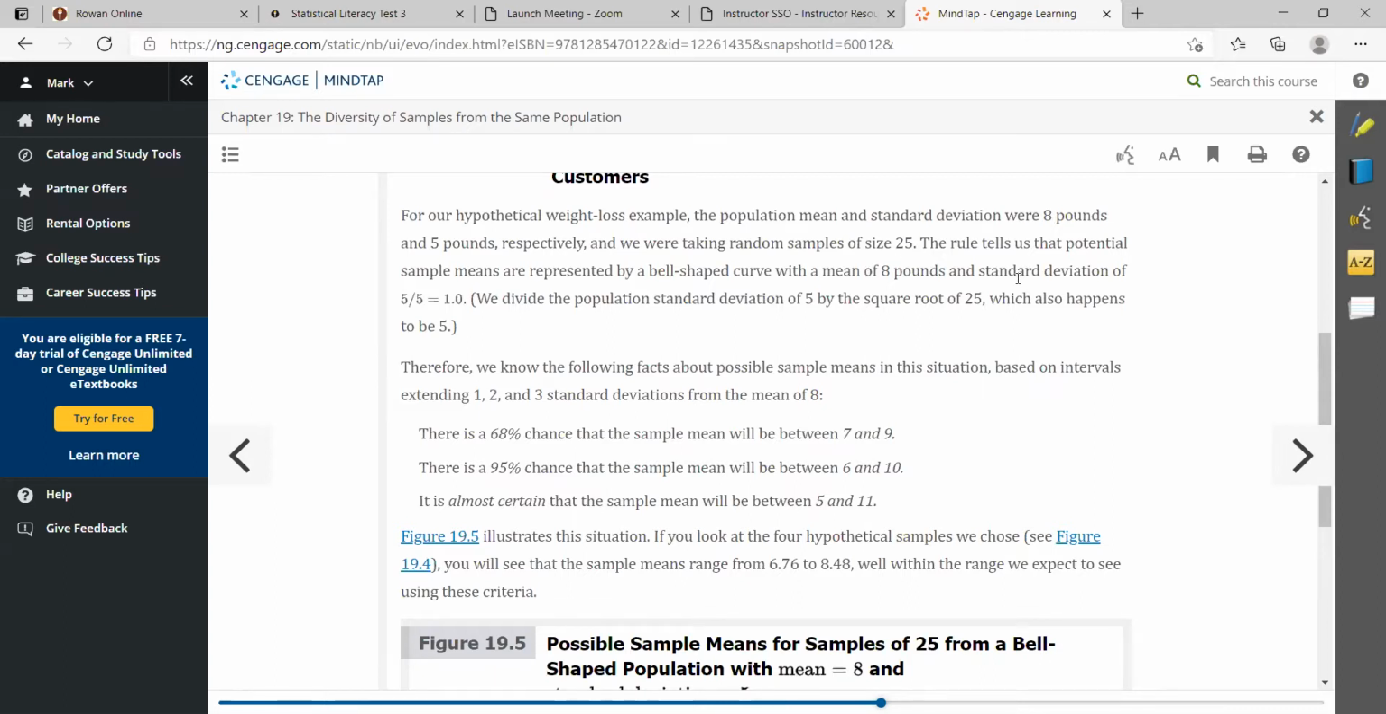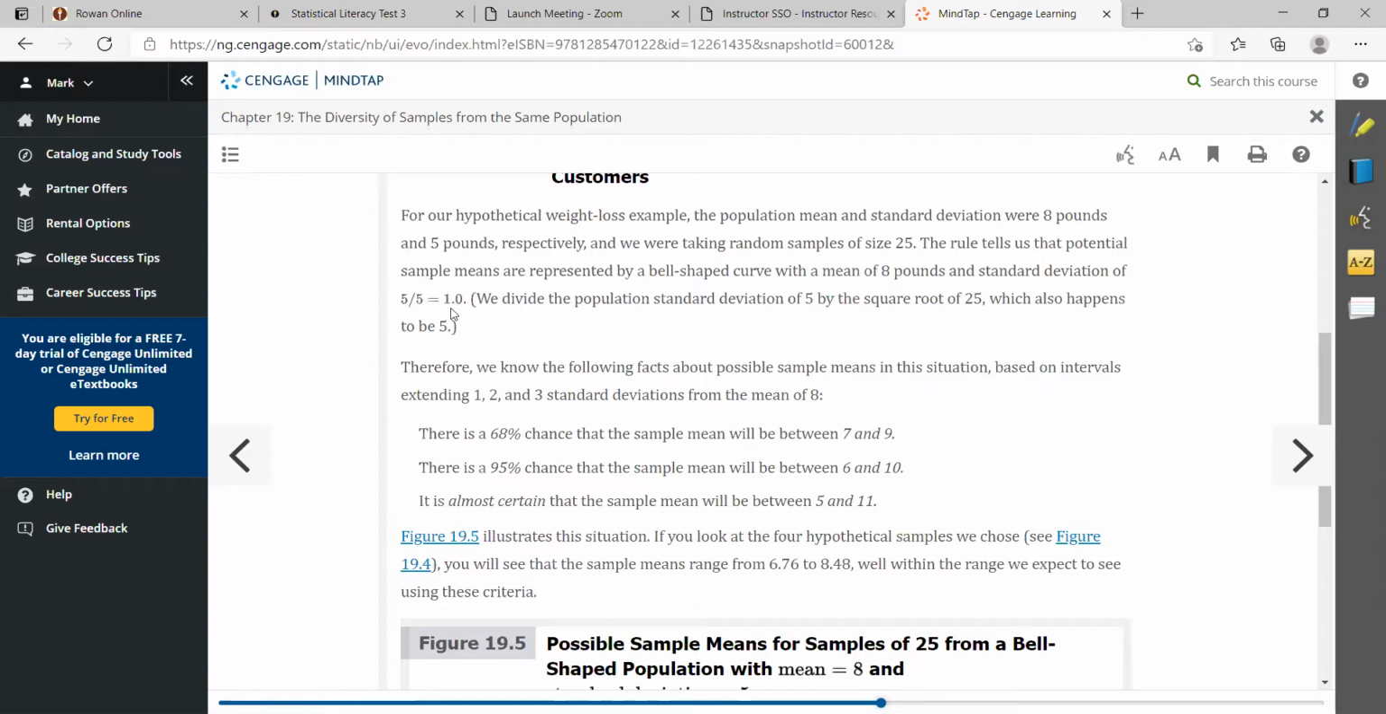But the standard deviation is going to be the standard deviation of the population divided by the square root of the sample size. So it's 5 divided by the square root of 25, which is equal to 5 divided by 5, because the square root of 25 is 5, and that is equal to 1. That's how they came up with 1 here.